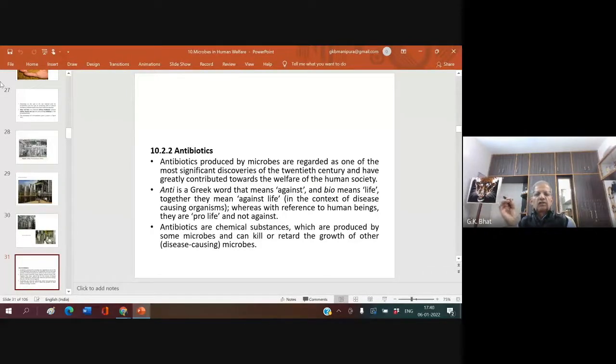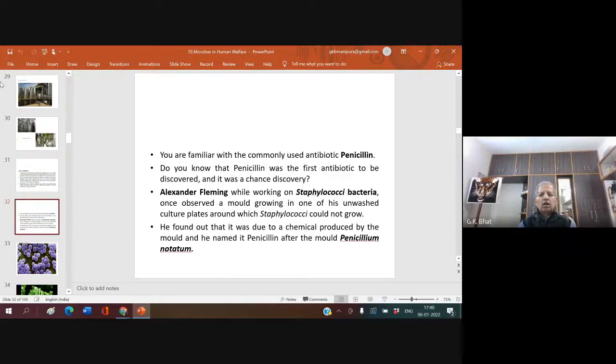Antibiotics are chemical substances which are produced by some microbes, we shall see which microbe produces what antibiotic, and can kill or retard the growth of other disease-causing microbes. Either they kill the disease-causing microbes or retard their growth. You are all familiar with the commonly used antibiotic penicillin. Penicillin was the first antibiotic to be discovered.